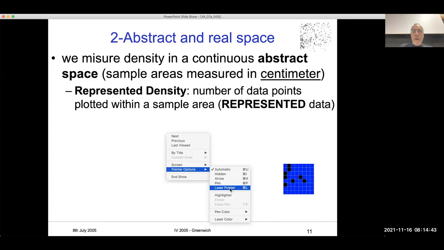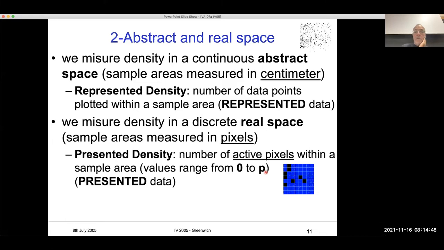Instead, if you move to the real space, it is done by pixel. And here, the atomic unit of information is the pixel itself. A pixel can be on or off. So the presented density, what the user perceives, is the number of pixels that are on. And this is a finite number, ranging from zero, no pixel is on, to P, all the pixels are on. And this is called the presented data. And in a pixel, you can have more than one data element, meaning that we have collisions, for rounding issues, for having the same value, it doesn't matter.